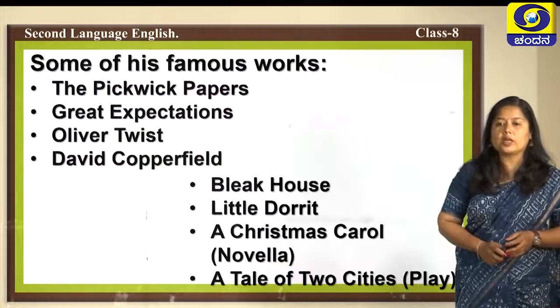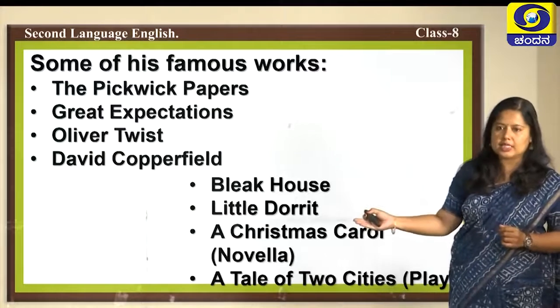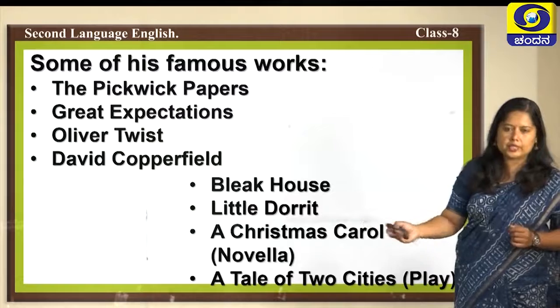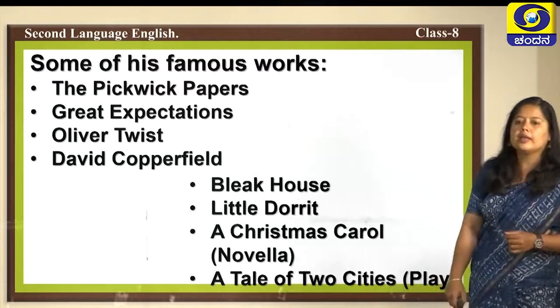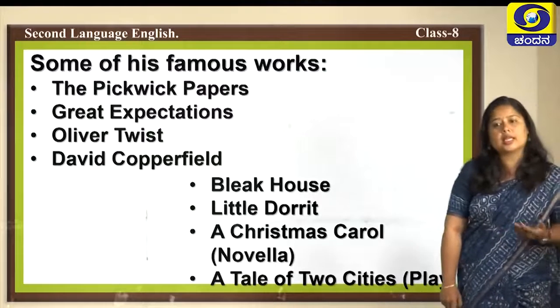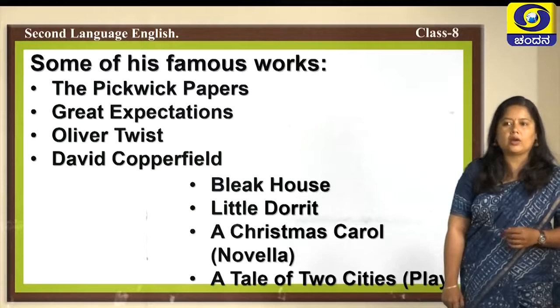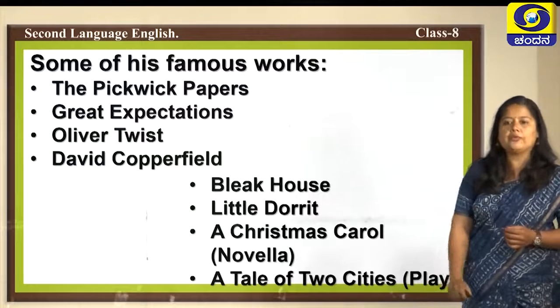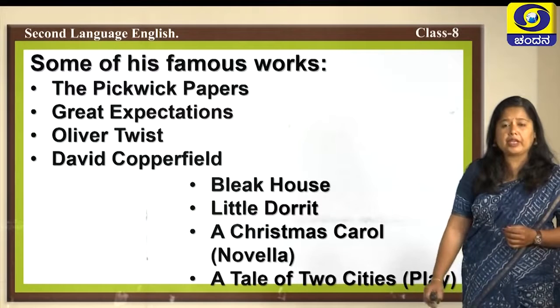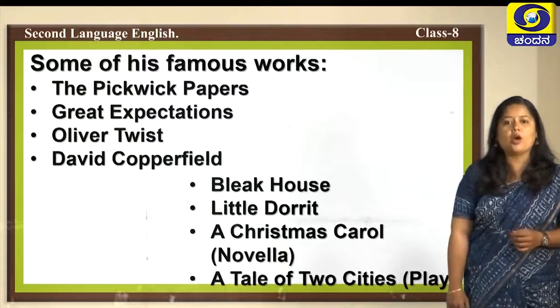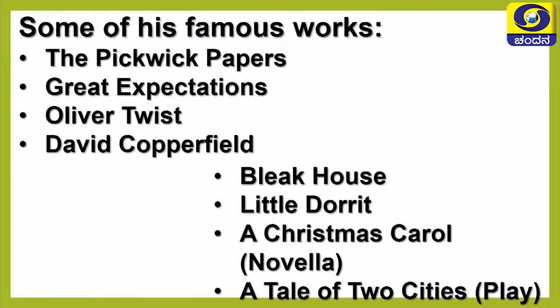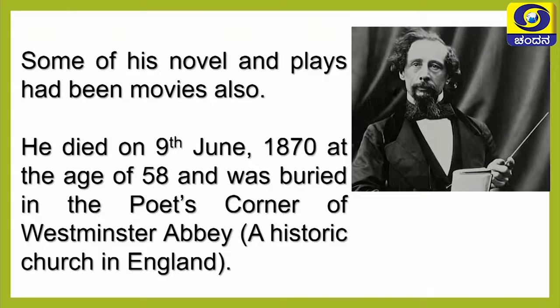So, this is all about his work, and I have listed down some important works of Charles Dickens for your information. There are many more that can be learnt later or on your own. So, some of the names are like this: The Pickwick Papers, Great Expectation, Oliver Twist, David Copperfield, Bleak House, Little Dorrit, A Christmas Carol, A Tale of Two Cities. It is a play, that means a drama. Some of his novels and plays had been movies also.